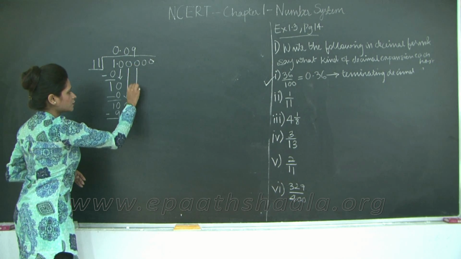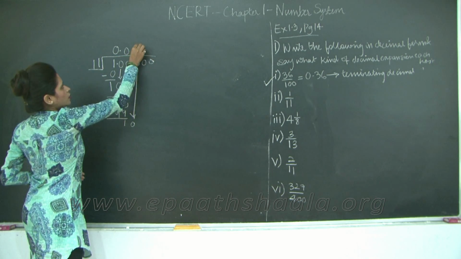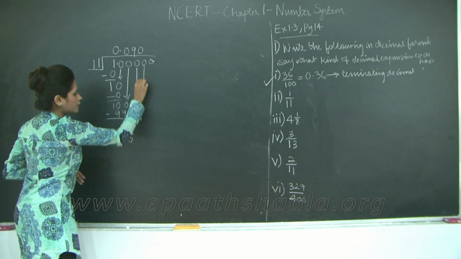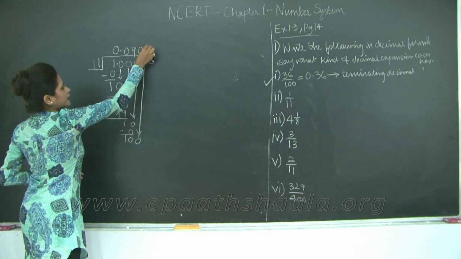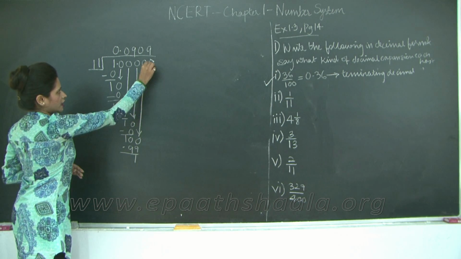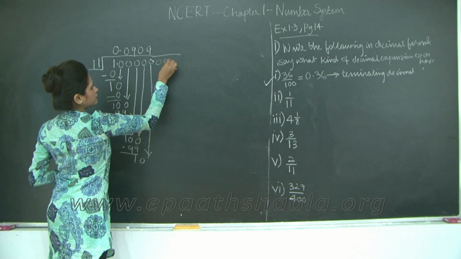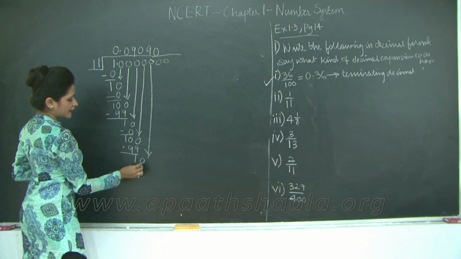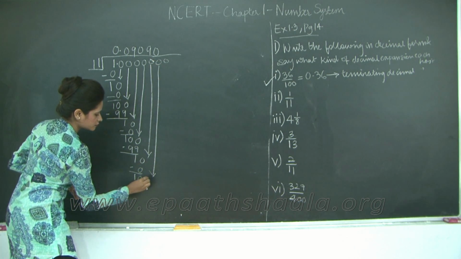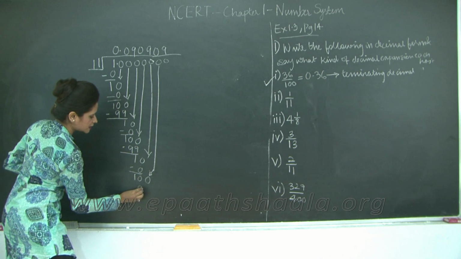So I bring down this 0 now. 11 won't divide 10, so a 0 here. 11 zeros are 0. I am left with 10, I bring down this 0. Again 11 nines are 99. I'm left with 1. I bring down this 0. Let us add more zeros. 11 can't divide 10, so 0. I'm left with 10. I bring down this 0. So 11 nines are 99.